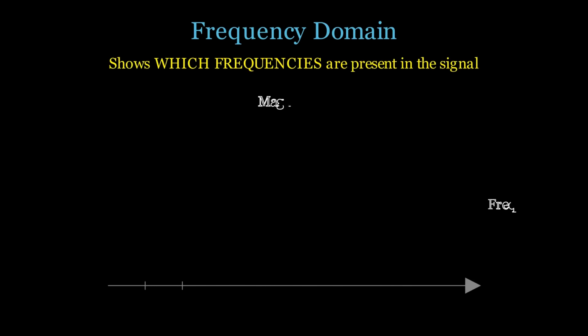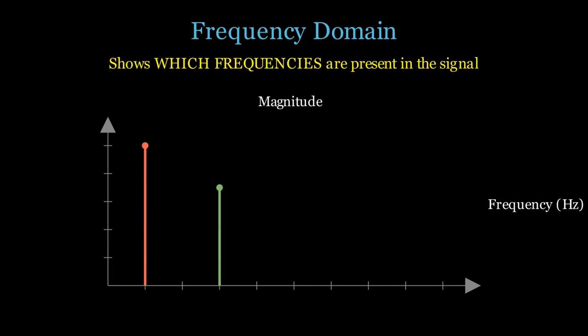But the frequency domain shows something completely different. Instead of time, we see frequencies. Each bar represents one frequency component. The height shows how strong it is. Same signals, completely different view.